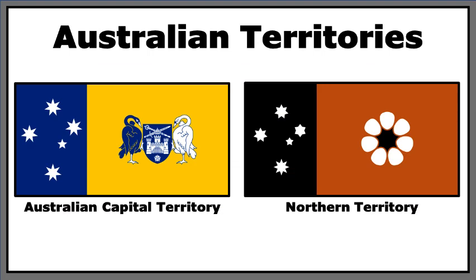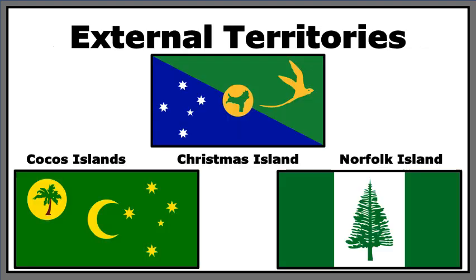Furthermore, similar to the provincial and territorial system in Canada, Australia has 2 internal territories as well as its 6 states. I enjoy that the difference between statehood and territory is demonstrated by a clear change in flag design, and yet these 2 designs work well as a pair. Australia also governs 3 external territories, whose flags are on screen now. Again, the Southern Cross appears.